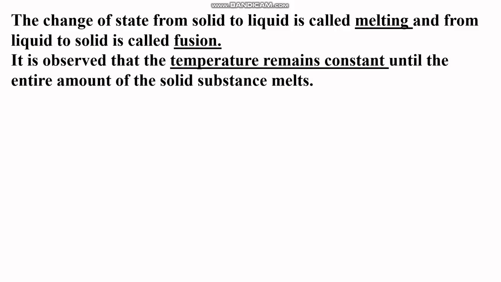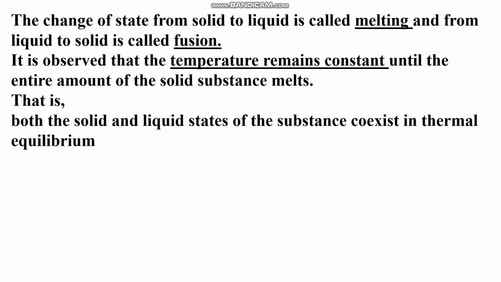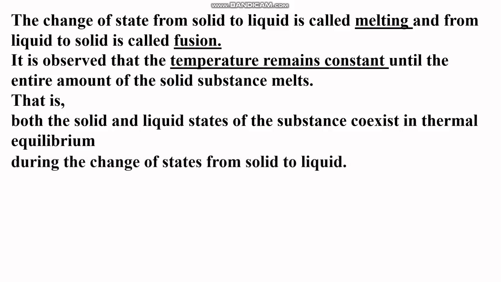It is observed that the temperature remains constant until the entire amount of solid substance melts. That means when we have a solid and it is changing into liquid, in this process, if we have a thermometer there, then it will not record any change in temperature. That is, the temperature remains constant. That is, both the solid and liquid states of the substance coexist in thermal equilibrium.